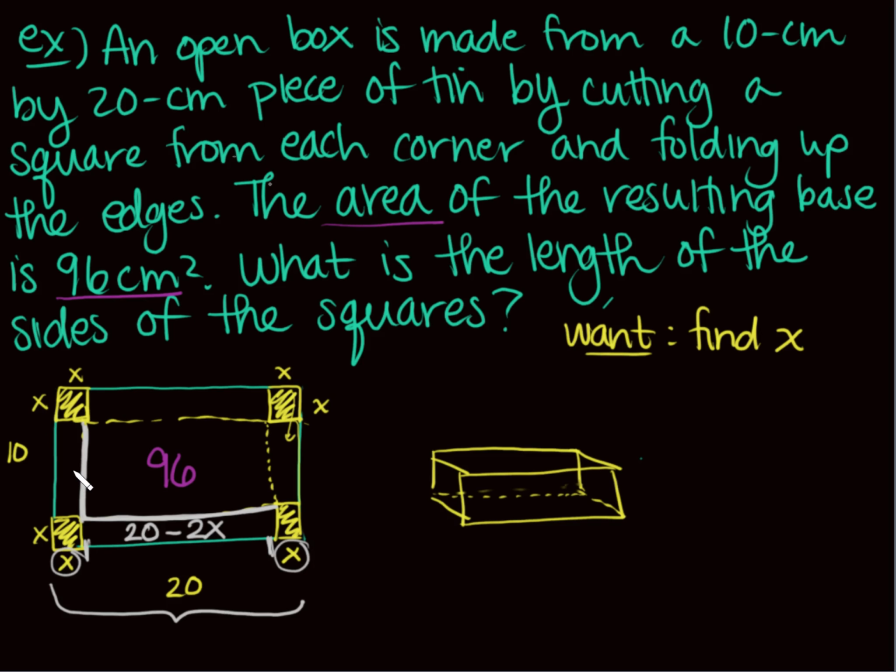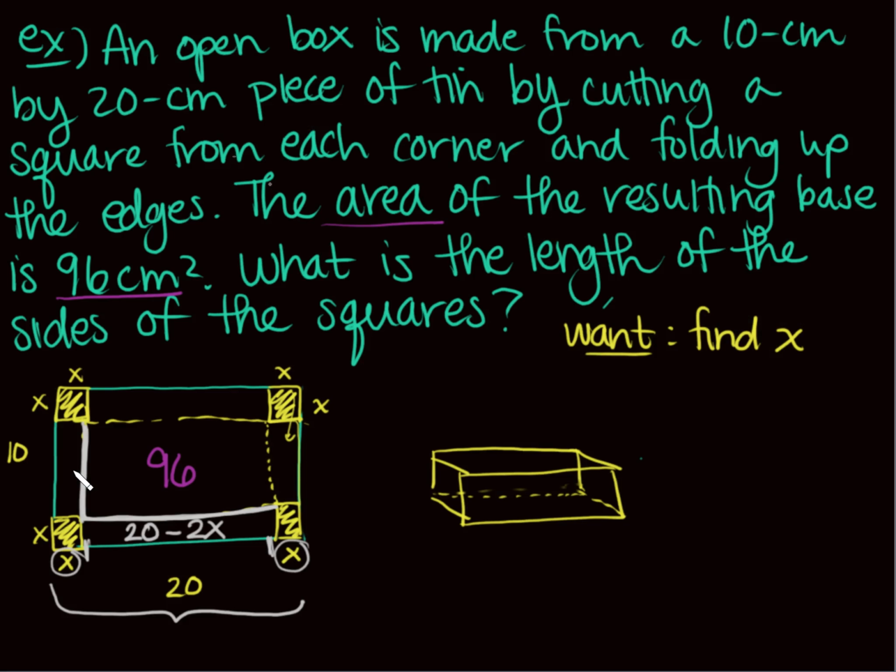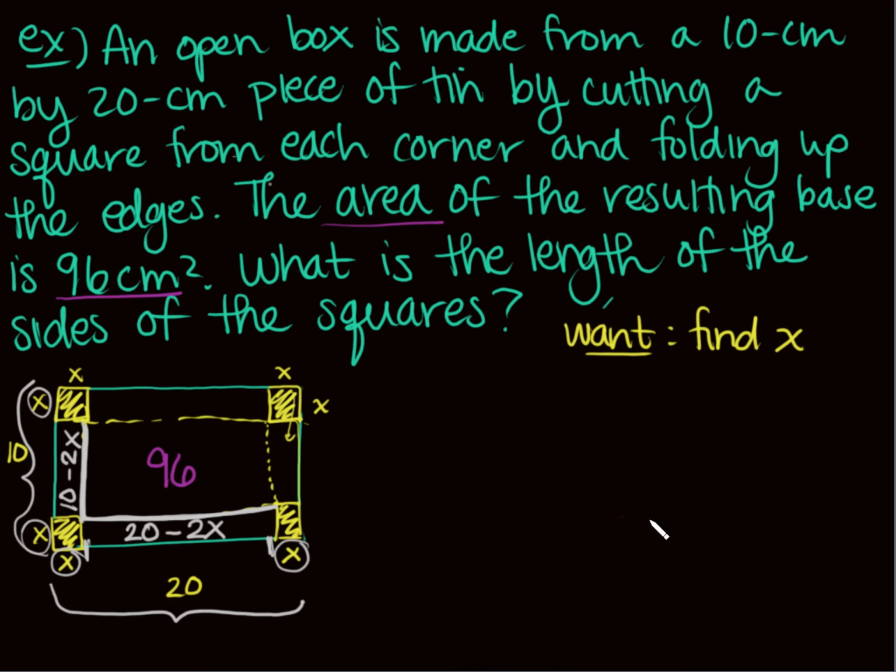Likewise over here, this whole length is 10, but I want to take away 2 of the x's. So this side right here, I'm going to describe as 10 minus 2x. And that is going to give me that area with the 96 there.